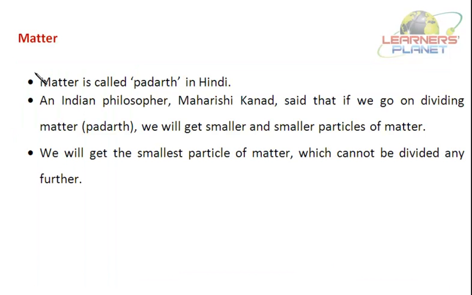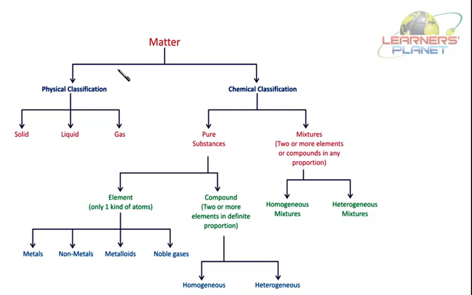What is matter? You must have studied that matter is anything which occupies space and has mass and volume. Matter is also called padarth in Hindi. An Indian philosopher, Maharshi Kannad, said that if we go on dividing matter, we'll get smaller and smaller particles of matter. If we keep on dividing, we'll get the smallest particle of matter which cannot be divided anymore. Right? Let's start with the classification of matter.